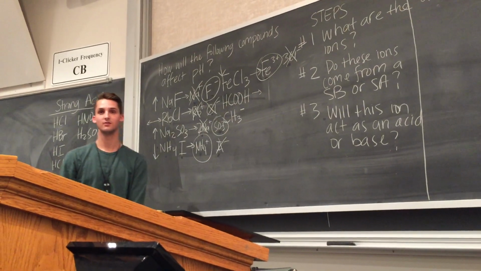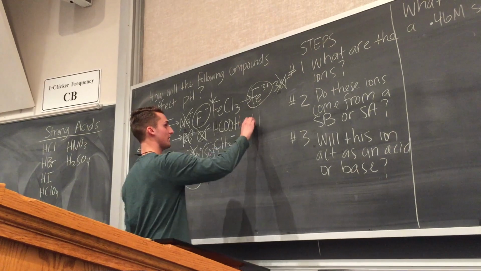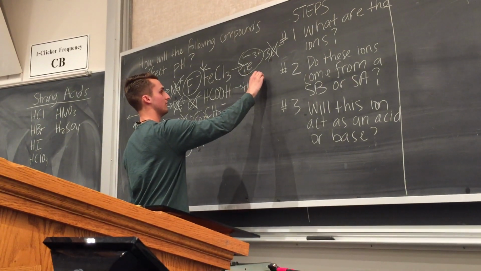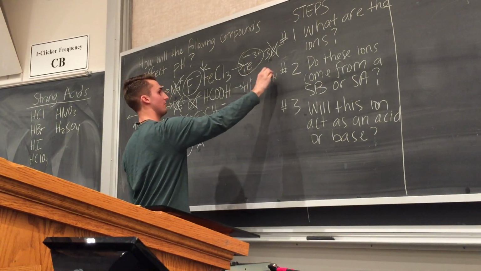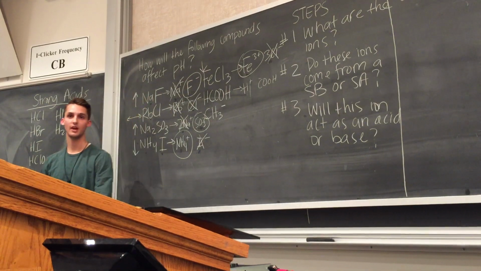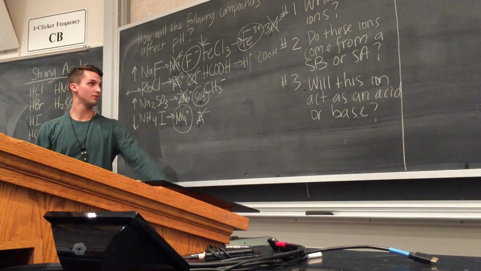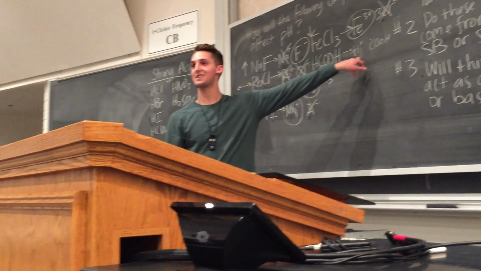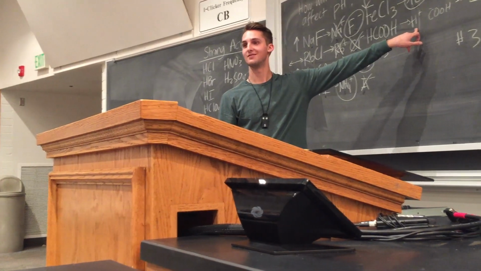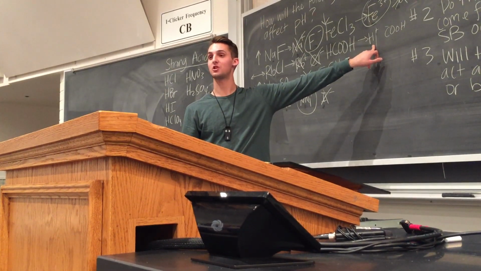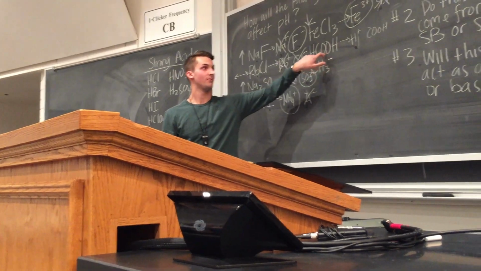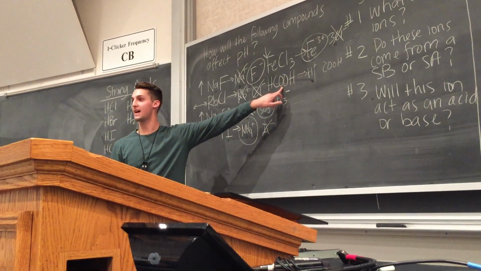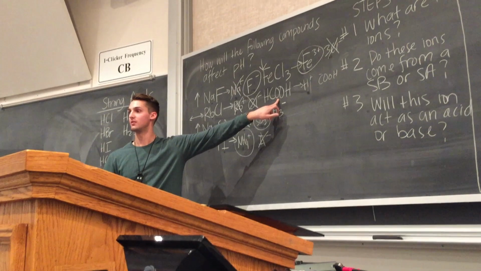What is it? Okay, H plus and COOH minus, we'll say. Okay? H plus, does this come from a strong acid or a strong base? Okay, it's a trick question. This is formic acid. It's just an acid.